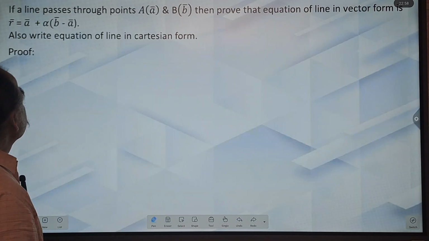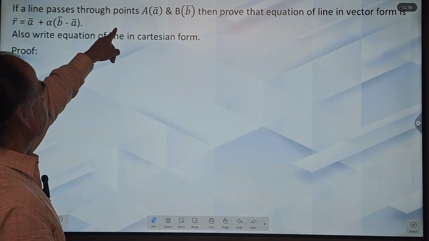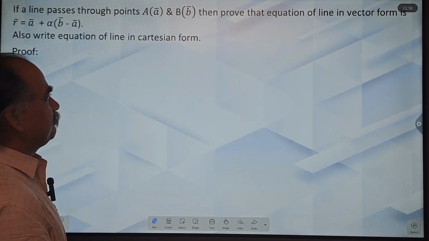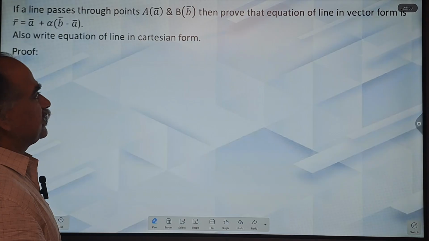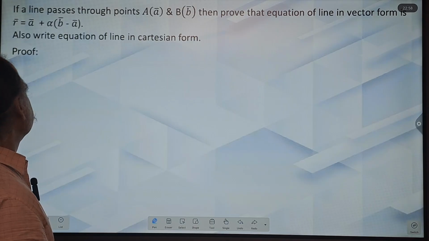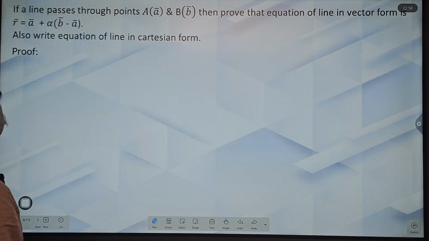Second theorem is what? If a line passes through points A bar and B bar, then prove that equation of line in vector form is R bar is equal to A bar plus alpha times B bar minus A bar. Also write equation of line in Cartesian form.